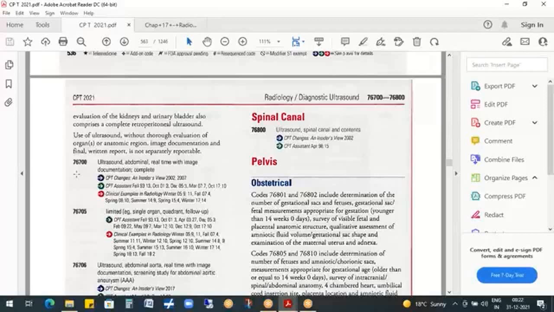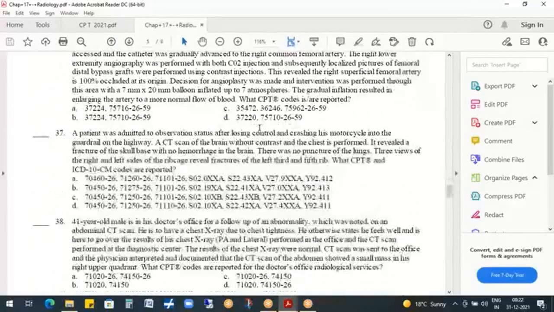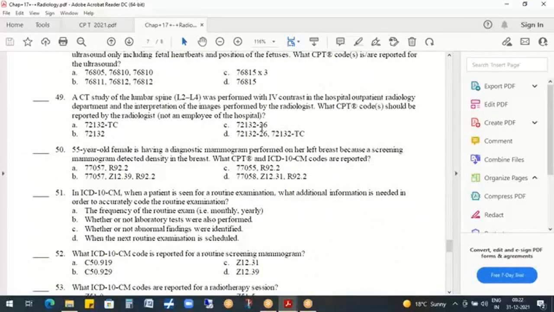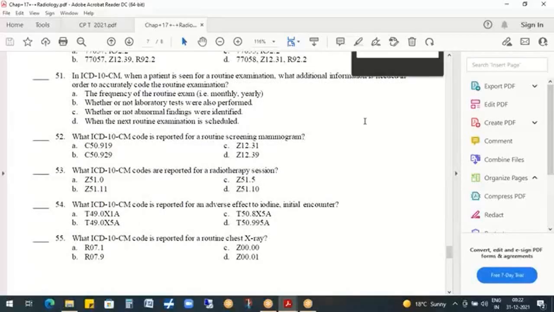Right. If any one of the above statements is not documented, code it as limited.